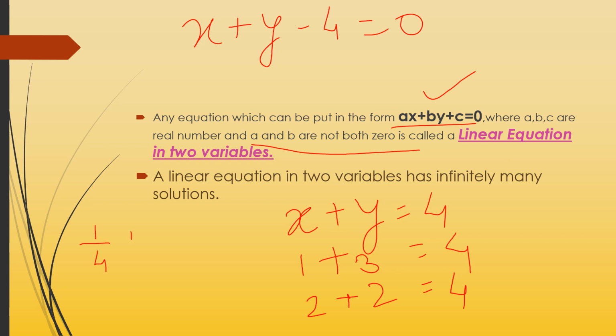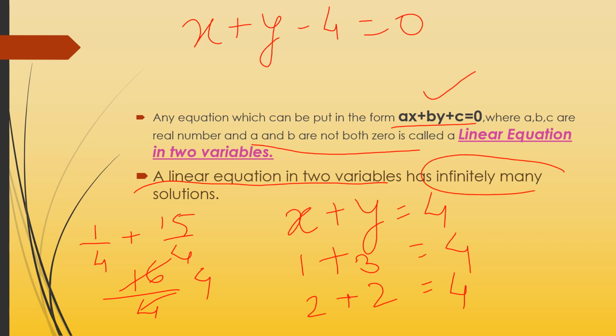If you take 1 by 4 plus 15 by 4, if you add them, the LCM will be 4. 1 plus 15 gives you 16, and 16 by 4 is 4. The result is 4. In this way, there are so many values of x and y that satisfy the equation. Hence, we can conclude any linear equation in two variables has infinitely many solutions.